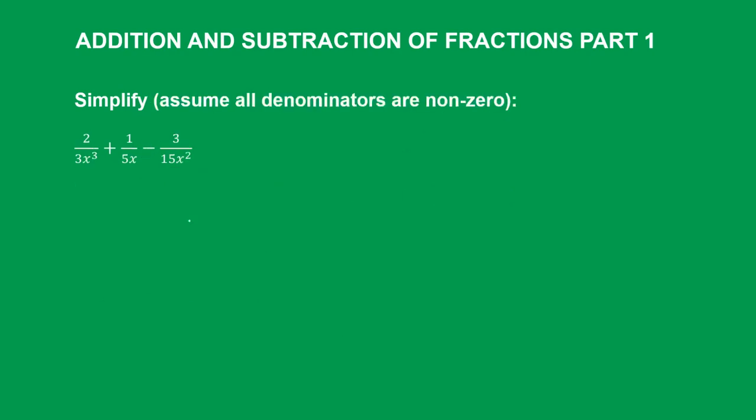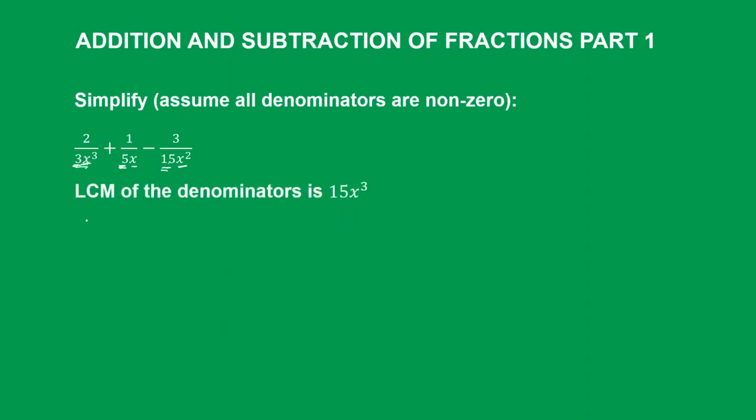The next example, let's simplify, and we assume that all denominators are non-zero. What is the lowest common multiple of the denominators? If you look at the coefficients, the lowest common multiple is 15. And then for the powers with the same base here, we take the one with the highest exponent, which is x cubed. So the LCD is 15x cubed.